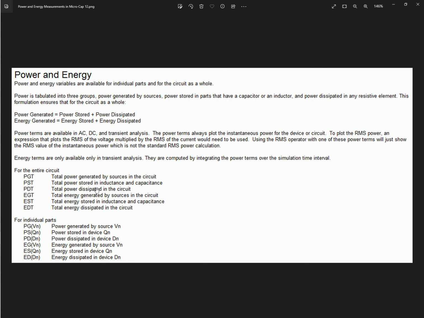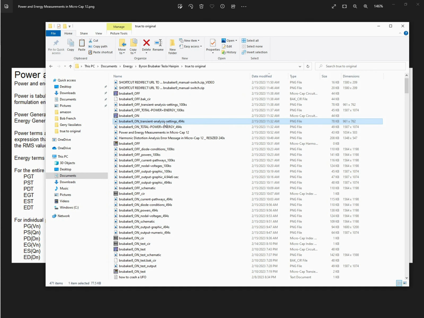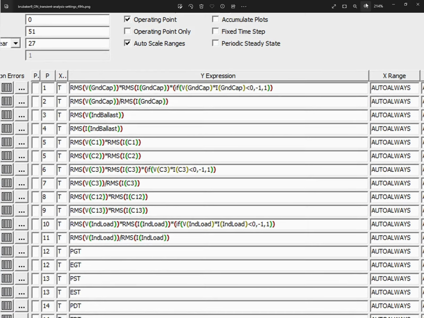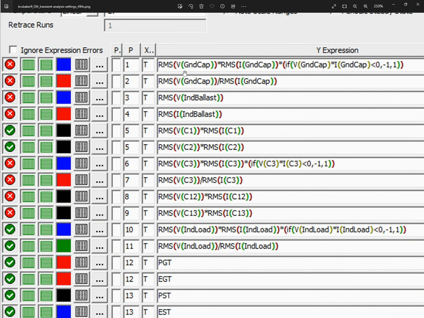So I decided to use PGT. You can use PGT if you had a power source, which I don't. So it allows you to use PGT. What you do is, I'm using RMS. I have RMS of the voltage on the ground cap times the RMS of its current, and then I multiply it against the raw power, not RMS, and I test to see is this greater than or less than 0, and then I turn it into a -1 or a +1, and I multiply it against the RMS, because RMS is always positive, so I want it to be positive or negative depending on whether the raw power was positive or negative.